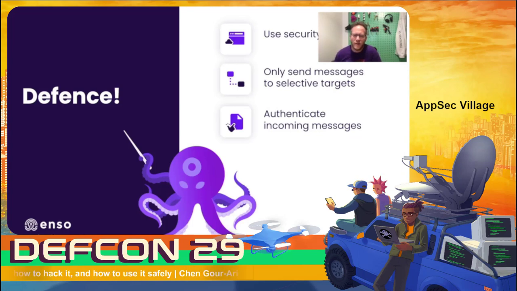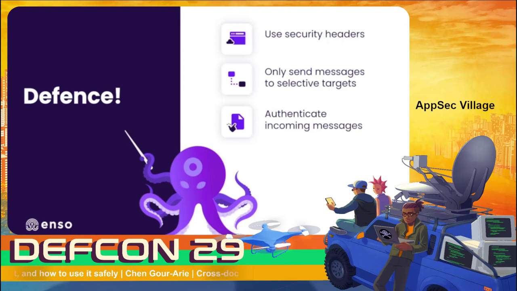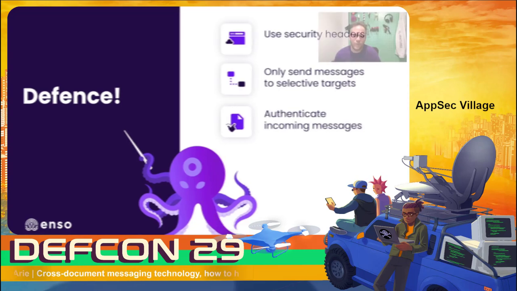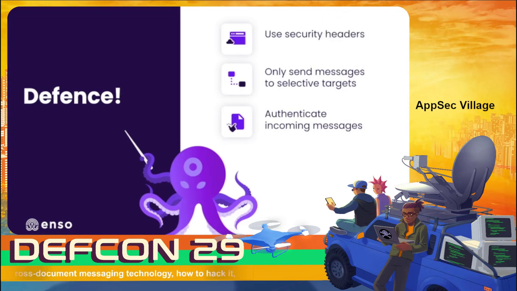So on the side of defense, we need to use security headers. We need to only send messages to selective targets, so don't just publish sensitive data to everybody. And we need to authenticate incoming messages. So defense is quite straightforward.